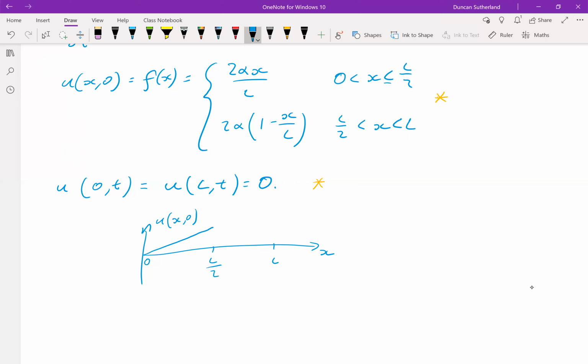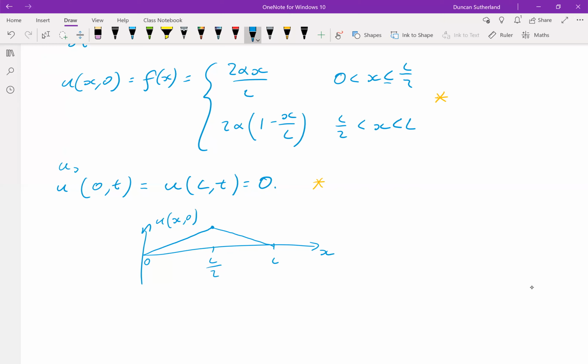Here, we've got a negative gradient, and the intercept is obviously down here, right? So it continues on like so. So what we've got is a sort of tent thing going on, and this might represent a plucked string. Now, this is one of our initial conditions. I should write down that we've got another.